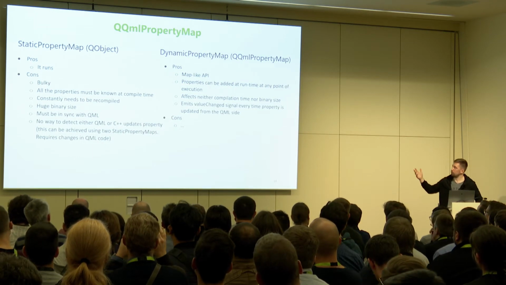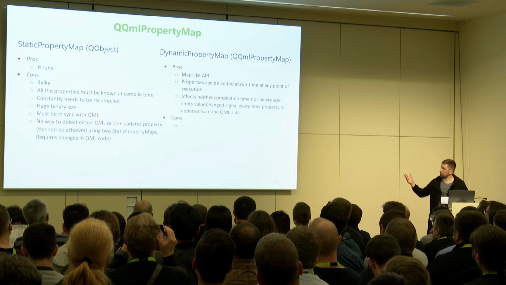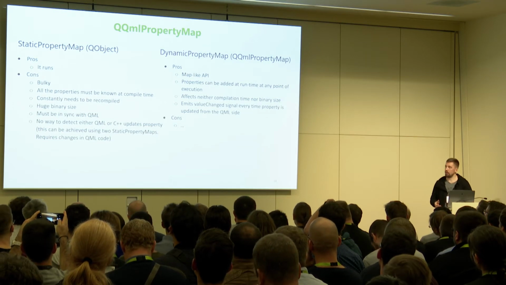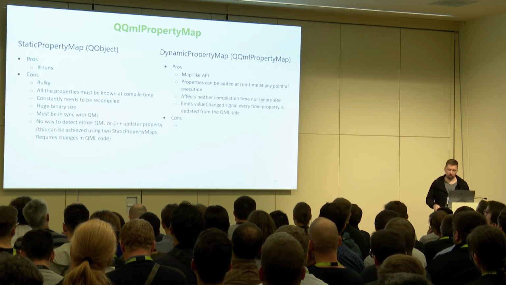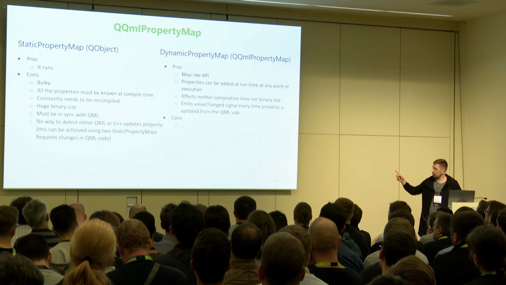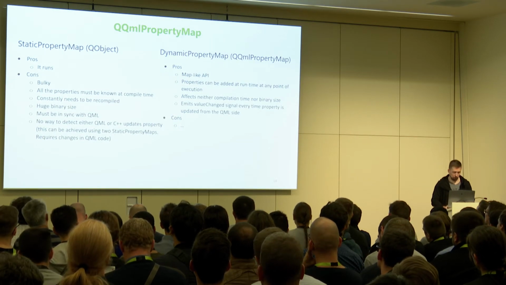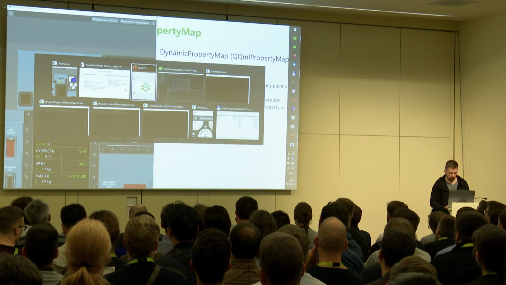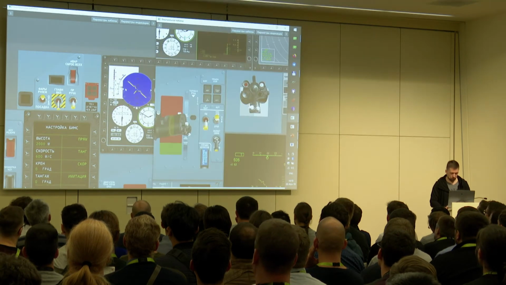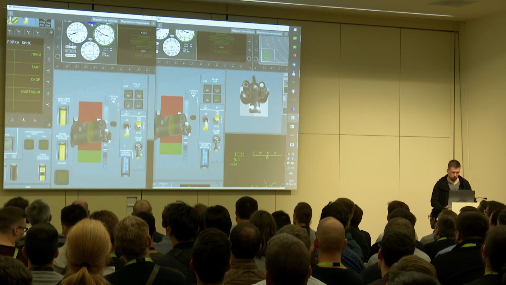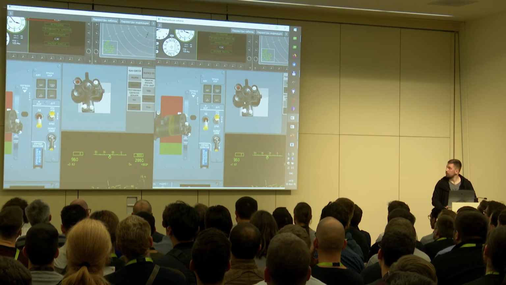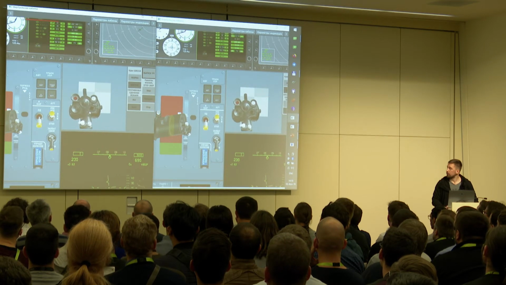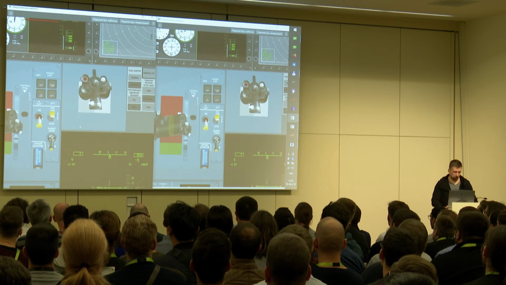On the other hand, we have the dynamic property map, which has a map-like API. Properties can be added at runtime at any point of execution. It doesn't affect compilation size nor binary size. And what is crucial, it emits a value change signal every time a property is updated from the QML side, because when I have a cockpit, I should know if it's me who is controlling the handle, or if it's the logic layer who is controlling the handle.